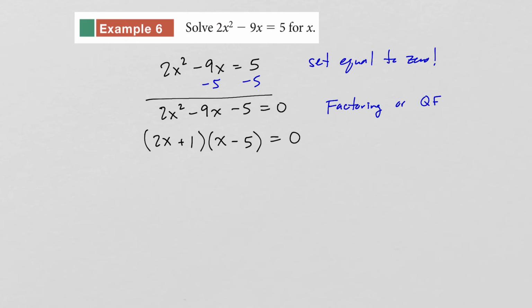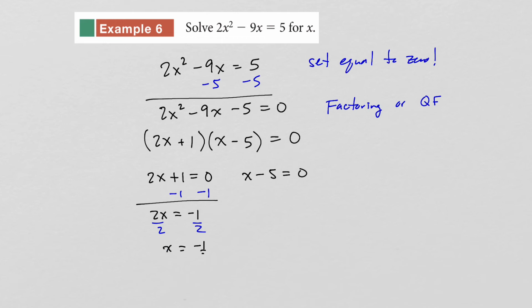Once we have it factored, then we can use the zero factor property, which basically says now you take each factor and you set each one equal to 0 separately. And then you can solve these equations for x. So solving for x in the first equation, we get negative 1/2. And solving for x in the second equation, we get x equals 5. So this equation has two solutions.